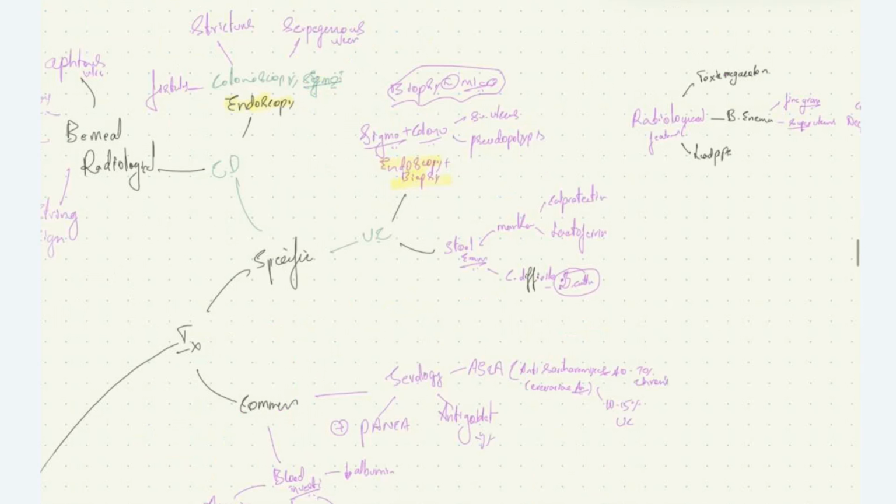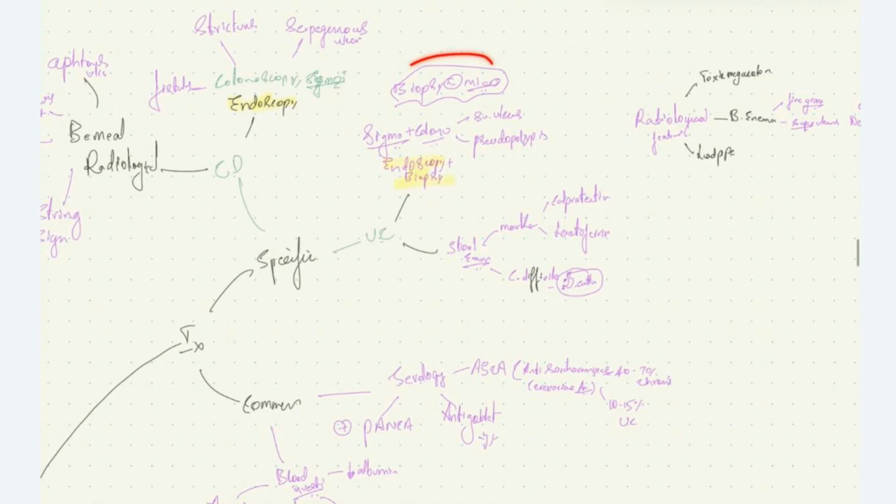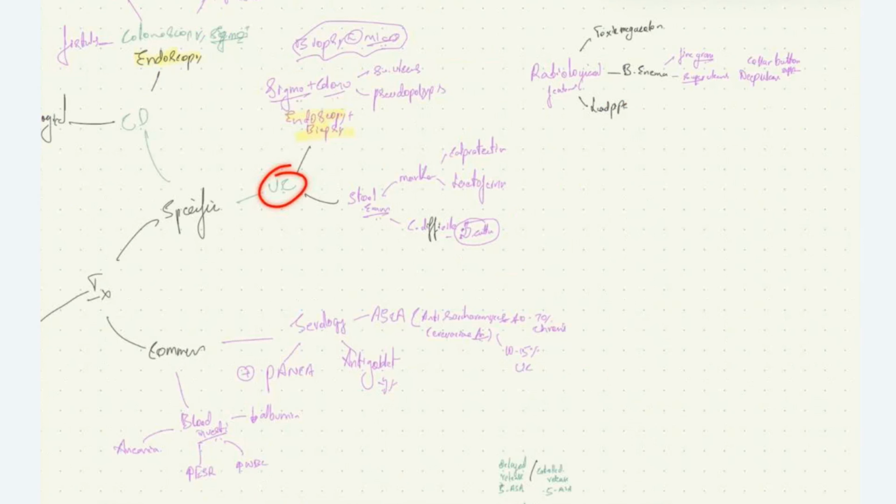On sigmoidoscopy and colonoscopy, we note all the gross features that we discussed previously in ulcerative colitis, like superficial ulcers, pseudopolyps, hemorrhagic edematous mucosa, etc. On biopsy, we see the microscopic findings that we discussed, like Paneth cell metaplasia, cryptitis, cryptasis, loss of cryptic architecture, etc. The radiological feature that we see in ulcerative colitis is toxic megacolon, which we already discussed.